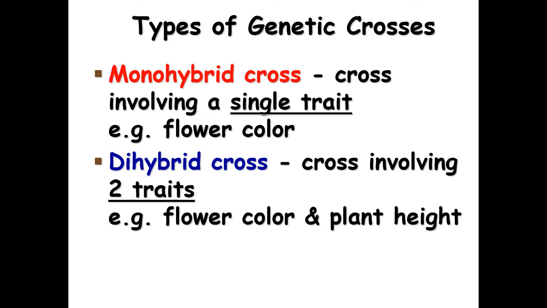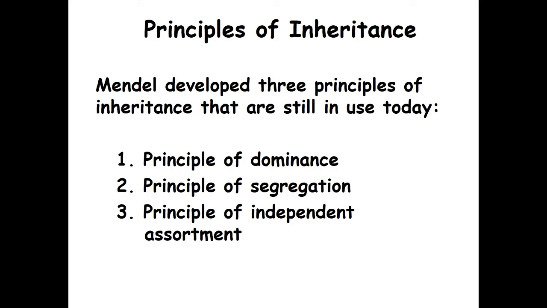Okay, so let's talk about what kind of genetic crosses there are. For this class, all you need to know is two, and you focus on the first one, monohybrid cross. Mono means one, so they're keeping track of one characteristic. Dihybrid means two, so you're looking at two separate characteristics. Now, Mendel figured out three principles of inheritance: dominance, segregation, and independent assortment.